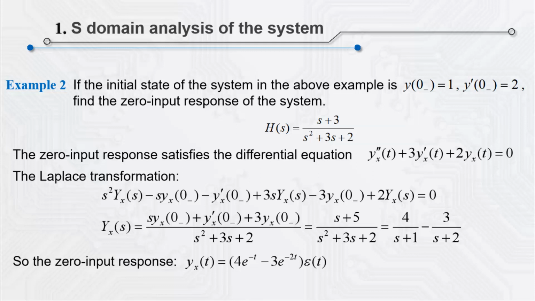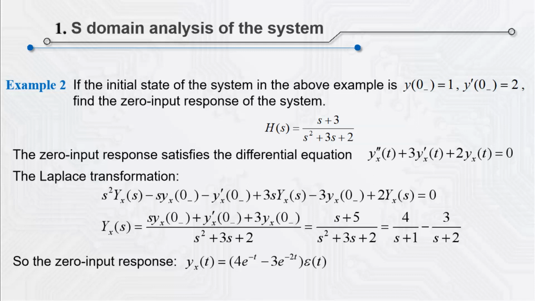Take the Laplace transformation with initial values on this zero input equation. The Laplace transformation is as follows. And finally, you get Y(s). Partial fraction expansion of Y(s) is equal to 4 over (s + 1) minus 3 over (s + 2). For 4 over (s + 1), the inverse transformation is 4 times e to the power of negative t. For 3 over (s + 2), the inverse transformation is 3 times e to the power of negative 2t.